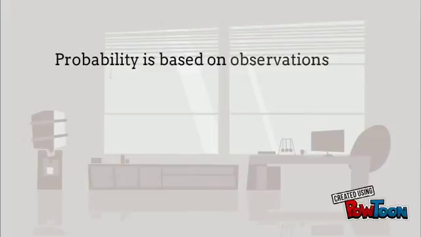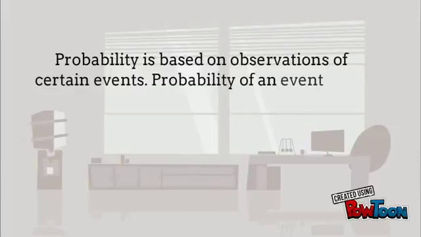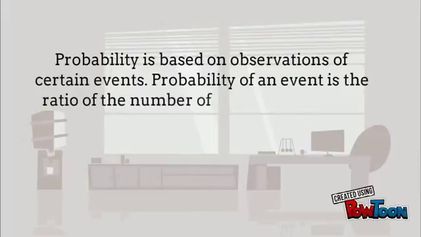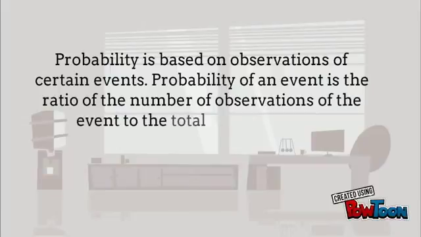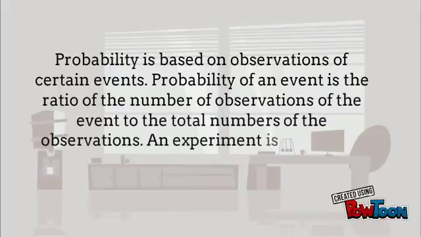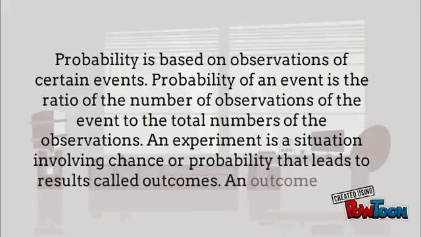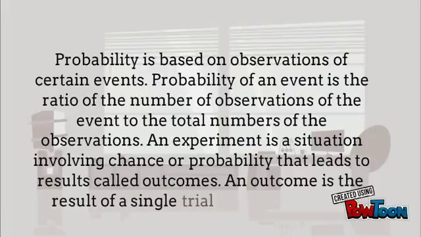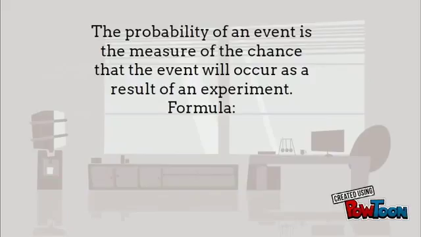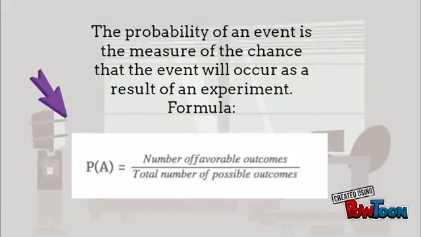Probability of certain events. Probability of an event is a ratio of the number of observations of the event to the total number of observations. An experiment is a situation involving chance or probability that leads to results called outcomes. An outcome is the result of a single trial of an experiment. The probability of an event is a measure of the chance that the event will occur as a result of an experiment. Formula.